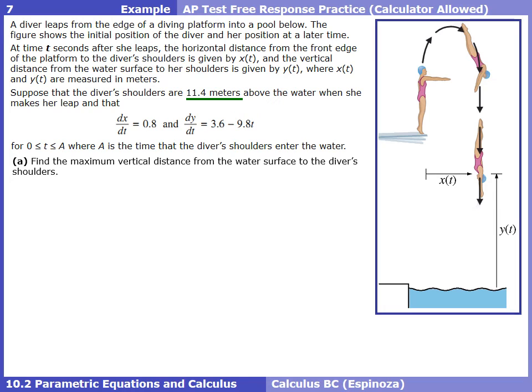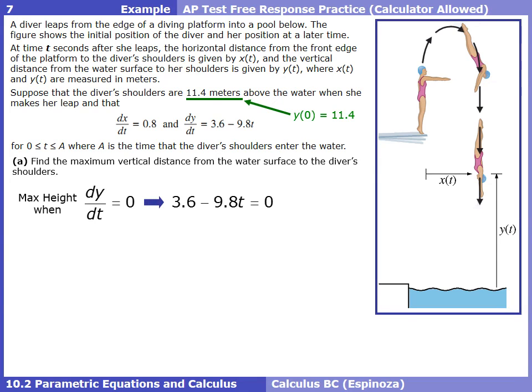So again, we know that she's starting at 11.4 meters above the water. So we know her initial y position, y0, is 11.4. So we want to find the max height. So the one thing we know right now that can get us to this answer is that the velocity in the y direction at the very top of her path is going to be 0. For that split second, she's going to stop in the air at the top of that path. And then, of course, she'll fall down to the water. So we know dy dt is equal to 0.